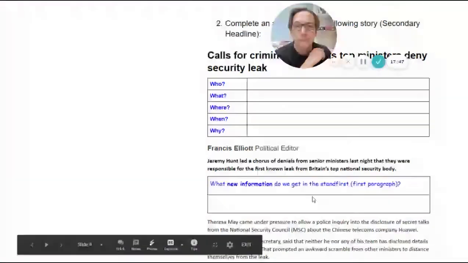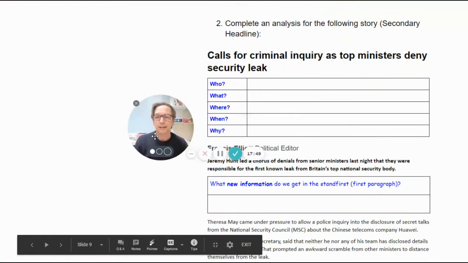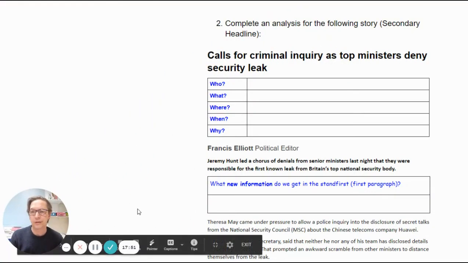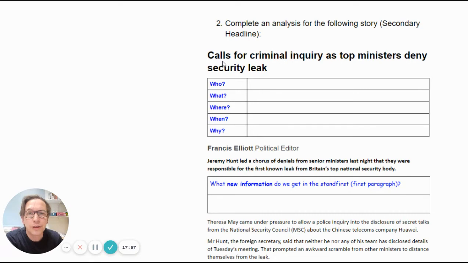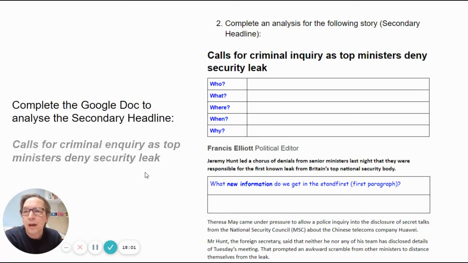Okay, now, what I would like you to do then, please, is have a go at doing the same sort of analysis for the other stories on the front page. Now, this is the story that I'd like you to focus on. So, calls for criminal inquiry as top ministers deny security leak. Okay, so we've got who, what, where, when, why. I'd like you to fill that in, please. Try and be as specific as you can, please, but only based on the headline.